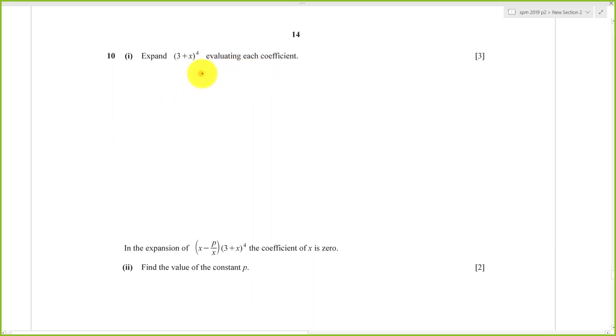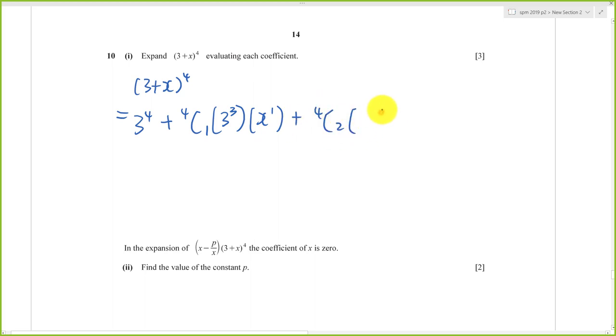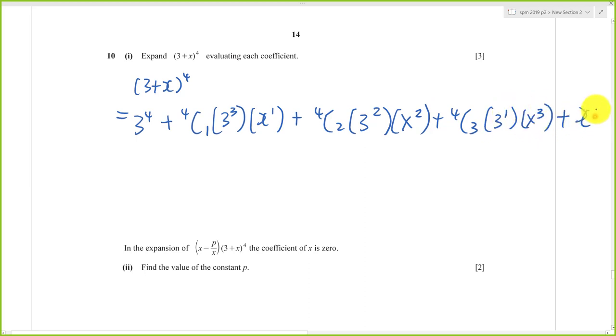Binomial. Alright, so expand this one and evaluate its coefficient. Basically, when I see something like this, you need to expand all the terms and simplify them. So (3 + x)^4. The first term is 3 power 4, very easy, the a power 4. The next term will be 4C1 times 3 power 3 times x power 1. Then 4C2 times 3 squared x squared, plus 4C3 times 3 times x cubed, and then plus the last one, x power 4.